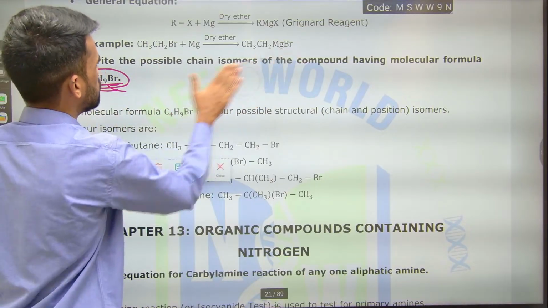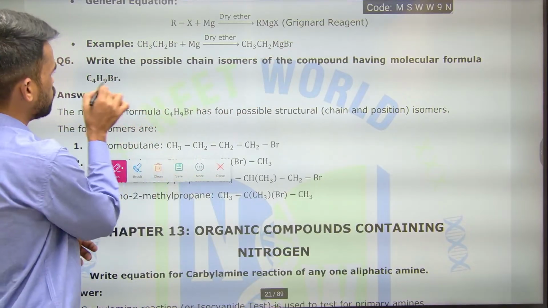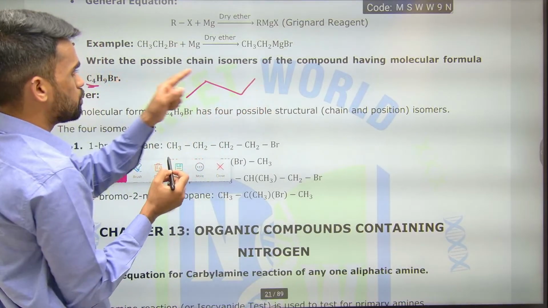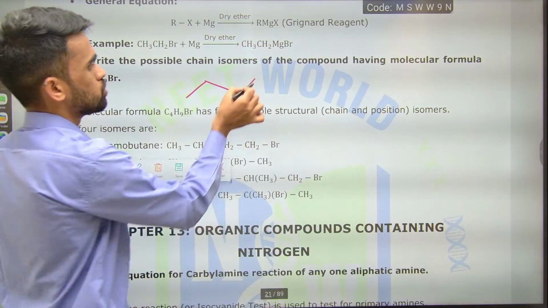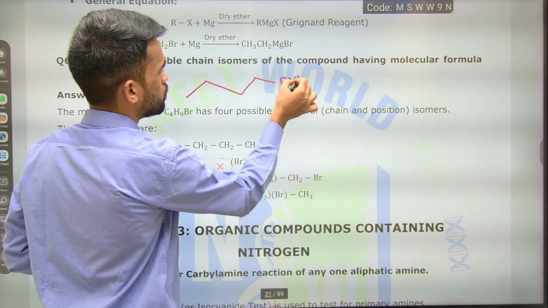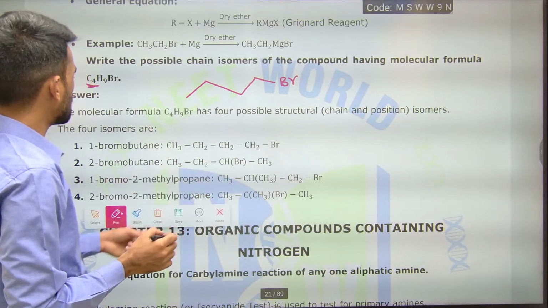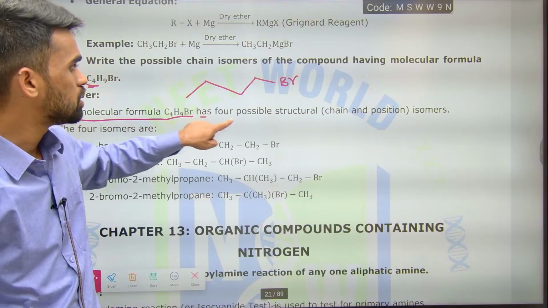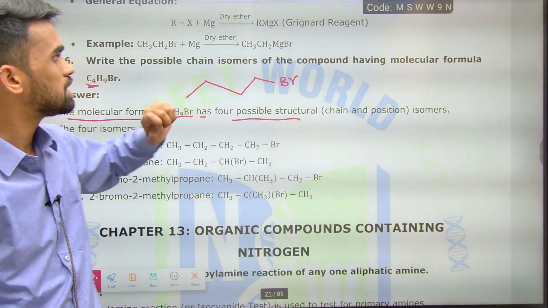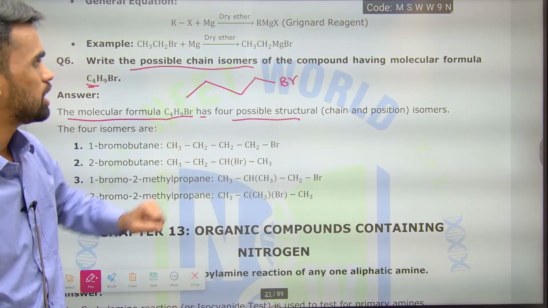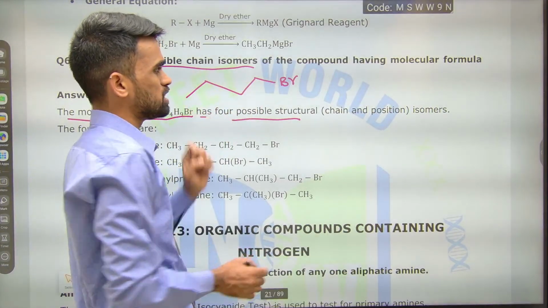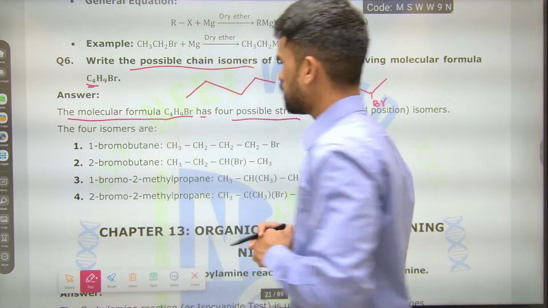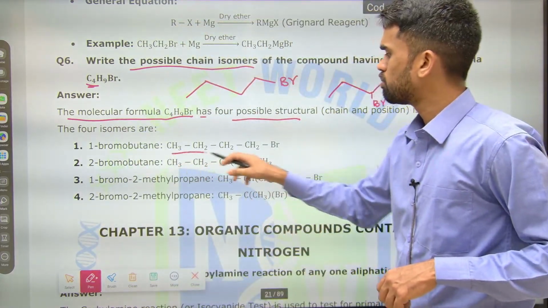Once after knowing that it is an alkane, you can write 4 carbons means it's a butane. So butane like this, and one position must have bromine. So you can write here 1-bromobutane. Like this we can make the structures. The molecular formula C4H9Br has 4 possible structures. Let's see what the 4 possible chain isomers are. I can place bromine at the first position, or I can place bromine at the second position like this. 1-bromobutane, this is fine.